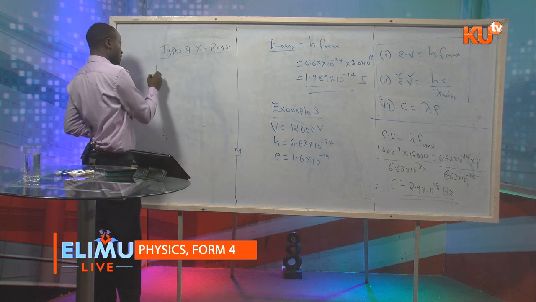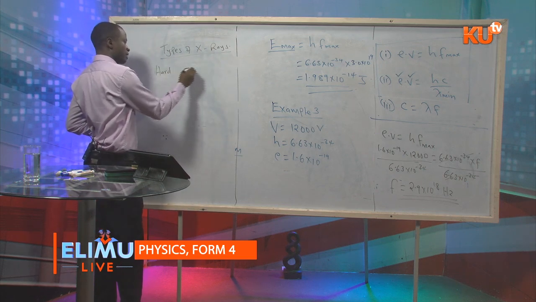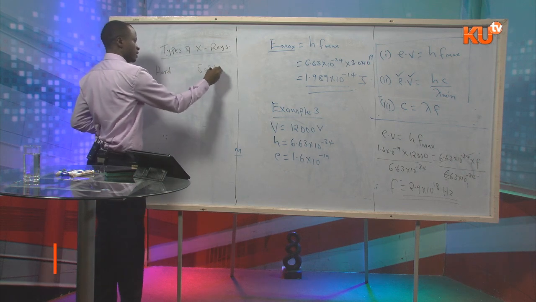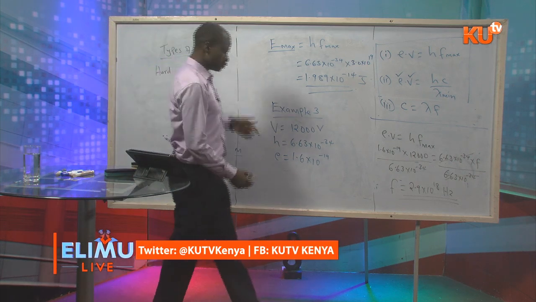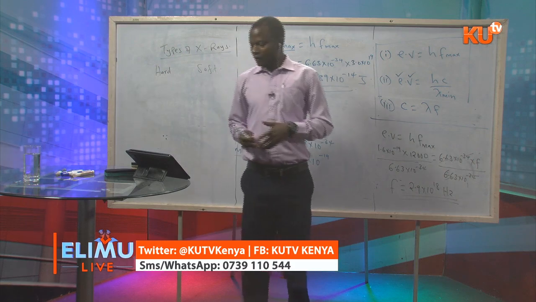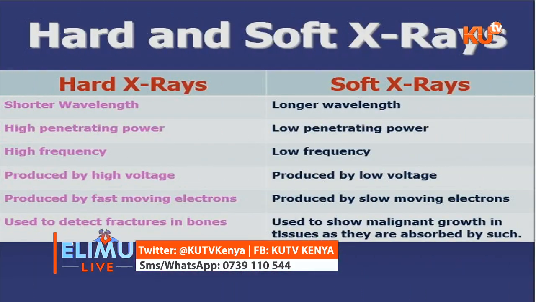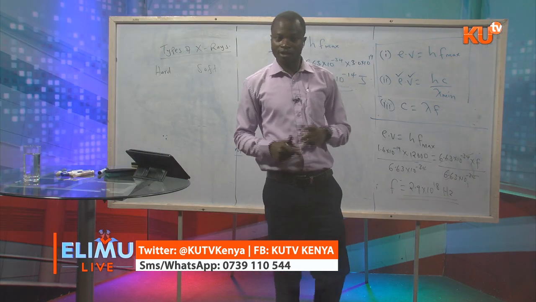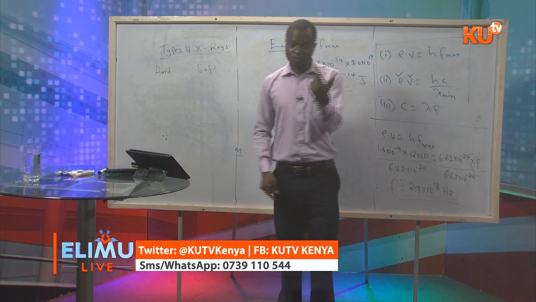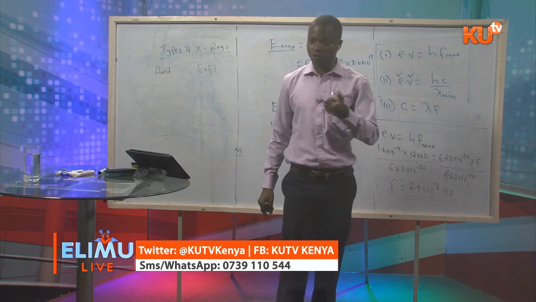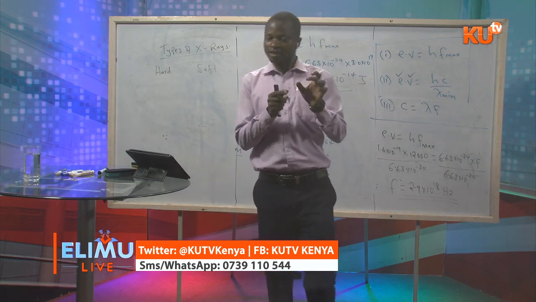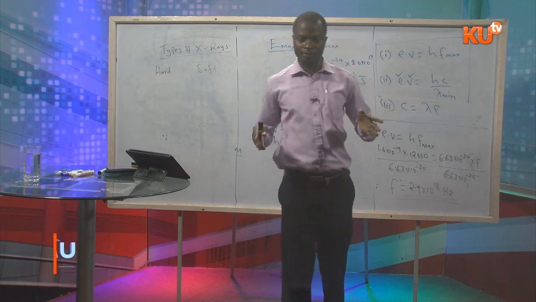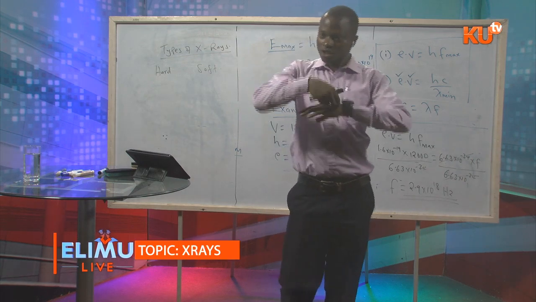We are talking about hard versus soft. Now, why do we have two types of X-rays? For those who have gone for any X-ray operation, you will realize sometimes you are doing an operation that involves bones. Sometimes you are doing an operation that involves tissues. Therefore, the density of a bone and a tissue are not the same. The flesh and the bones are not the same.